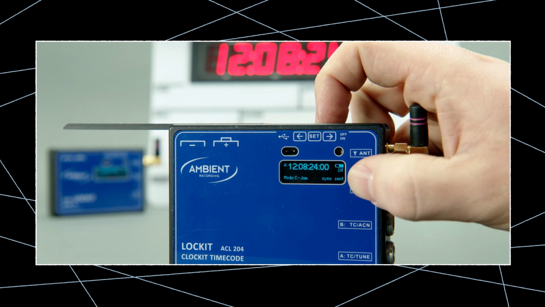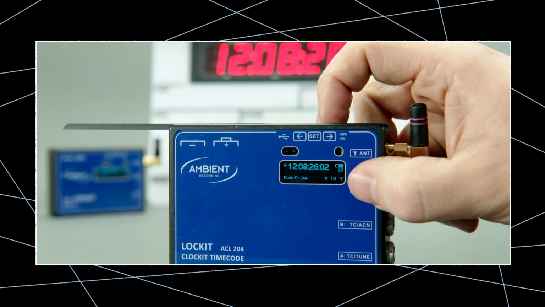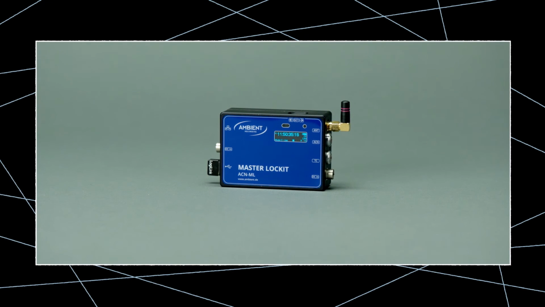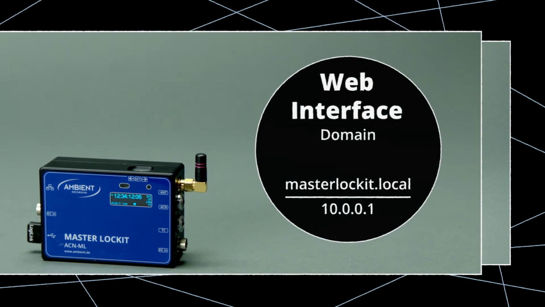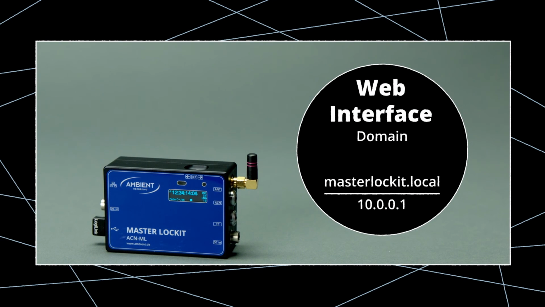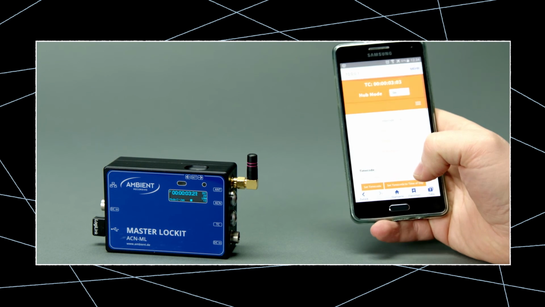Although you can use any ACN device as master, we want to use the master Lockit to wirelessly jam sync all units. Thanks to the web interface, this device offers powerful visual feedback and direct control of all ACN devices in our network. To access the web interface, open the browser of any device connected to the Wi-Fi of the master and go to the domain masterlockit.local or 10.0.0.1.